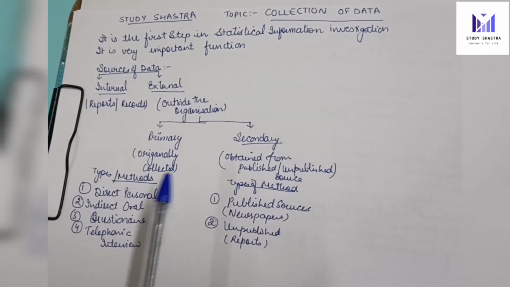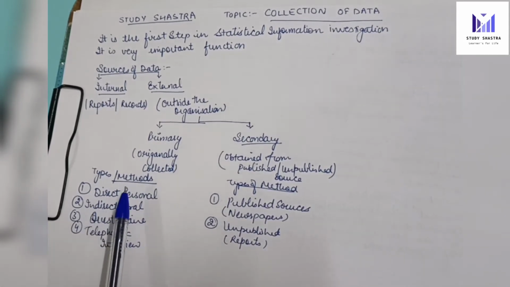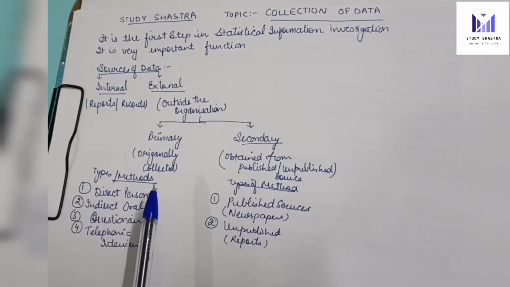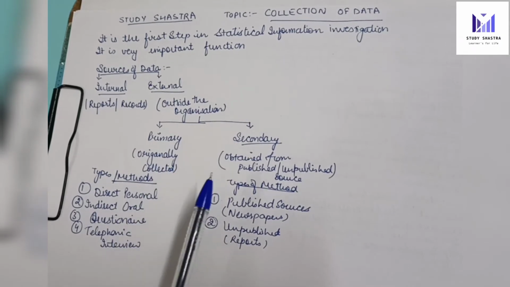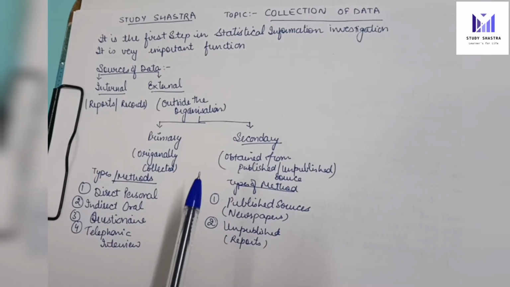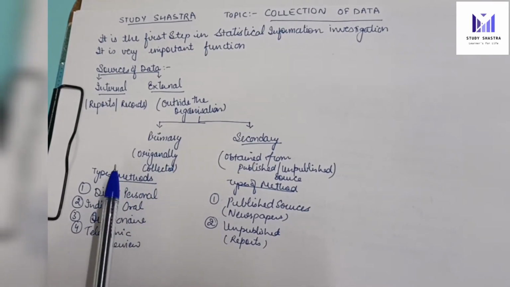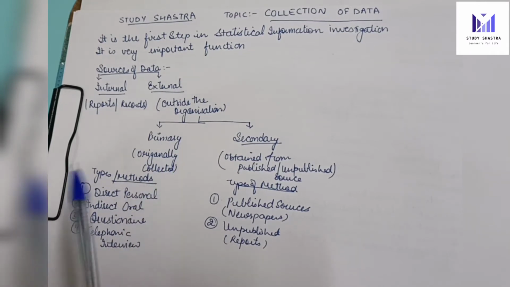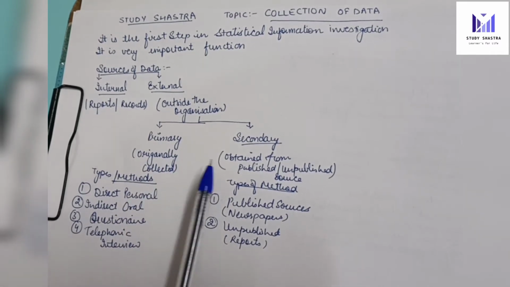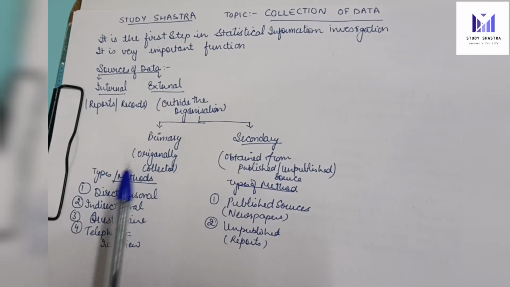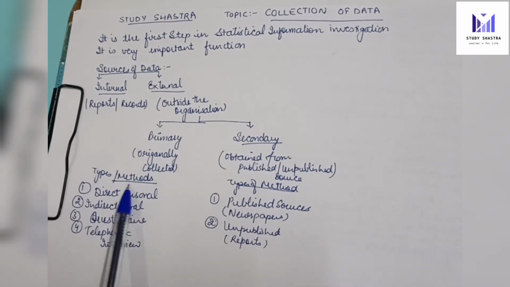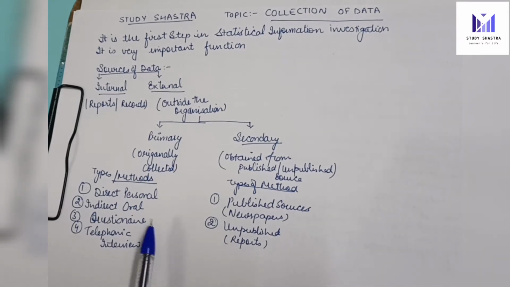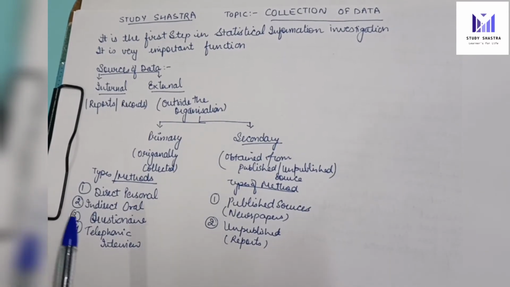For example, the population census conducted by the Government of India is primary data because it is published by the government directly. It is an original report. Whereas national account statistics published by CSO or the economic survey published by the Government of India use those data for preparing these kinds of reports, and we call them secondary data.